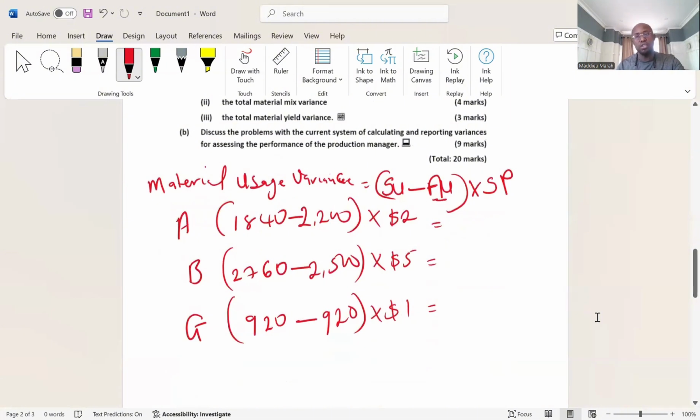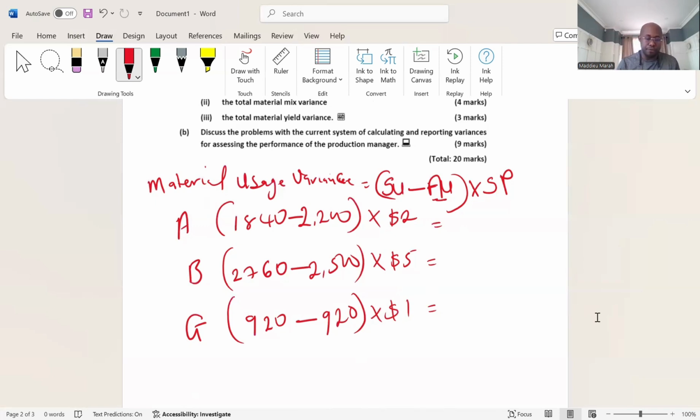So standard usage minus actual usage multiplied by standard price. Remember, to determine the variance, this is a cost variance. Material mix and yield are cost variances. So if the actual figures are greater than the standard figures, it's an adverse variance, meaning we overspent, meaning we use more of expensive material and less of cheaper material. That will give us adverse variance.